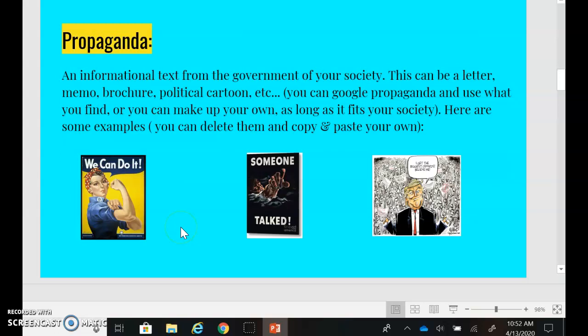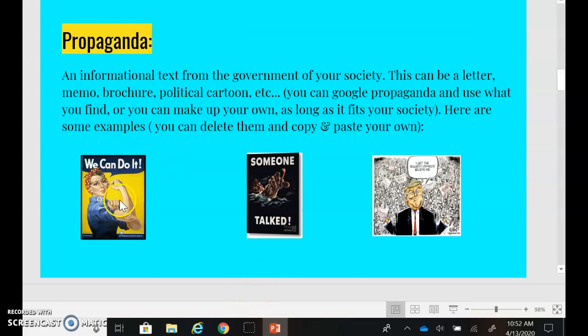Propaganda. Propaganda is going to be an informational text from the government of your society. This can be a letter that's maybe written from the president or whoever's in charge of your society, a memo, a brochure, a political cartoon, etc. You can Google propaganda and use what you find, or you can make up your own as long as it fits into your society. So here are some examples so that we can do it.